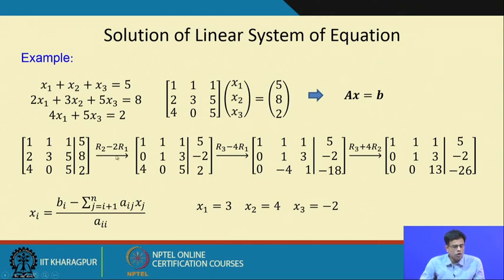So, here we do the row operations. The first row operation is R2 minus 2 R1, that is, R2 is replaced by R2 minus 2 times R1. If you do these row operations, then the matrix changes, and the right-hand side also changes. Similarly, if we perform further row operations, we obtain this kind of triangular system.